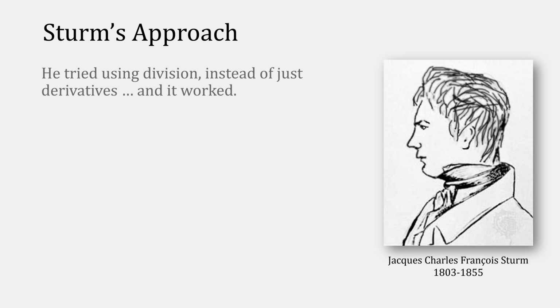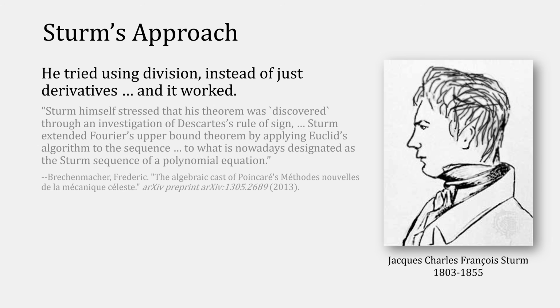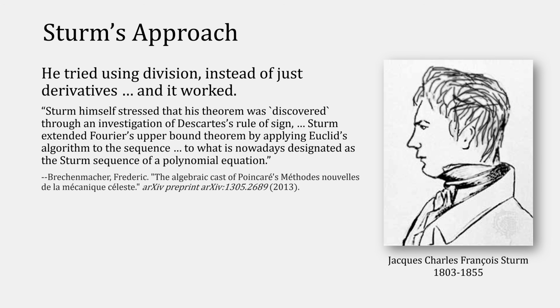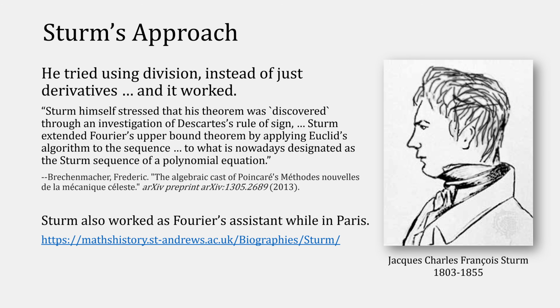Sturm thought to use division instead of just derivatives, and it worked. He was trying to investigate Descartes' rule of sign and extended Fourier's upper bound theorem, giving the famous Sturm polynomial that we know today. He also worked with Fourier as his assistant while they were in Paris.